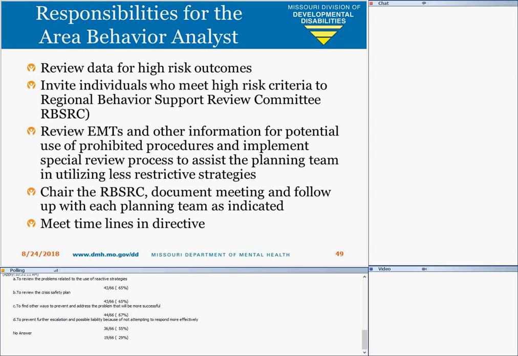Part of that is to chair the Regional Behavior Support Review Committee and invite individuals who meet those high-risk criteria to that committee, so their support planning teams can receive consultation around other things that might be done to prevent those outcomes. They also review incident reports and other information for potential use of prohibited procedures, and when they discover that there might be a prohibited procedure, they implement a special review process to assist the planning team in utilizing less restrictive strategies. There are some timelines and directives that they have to meet.